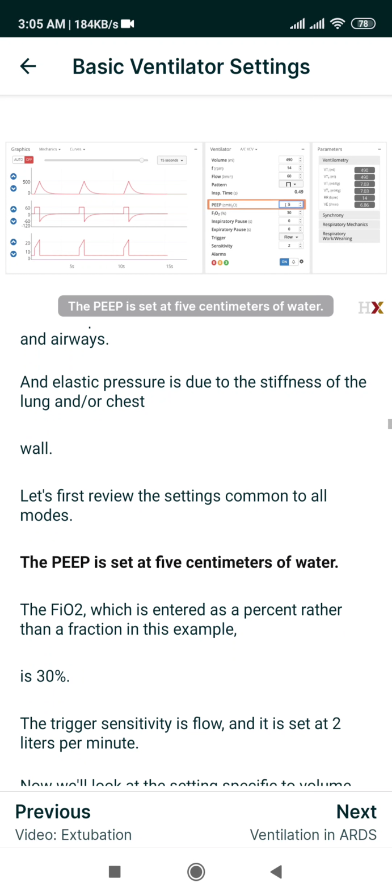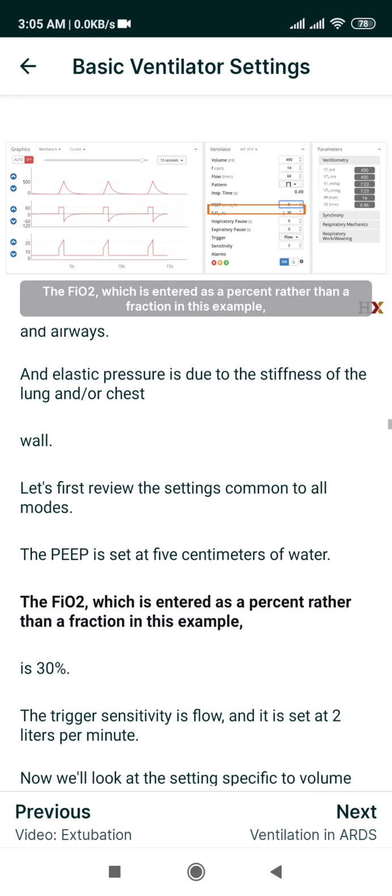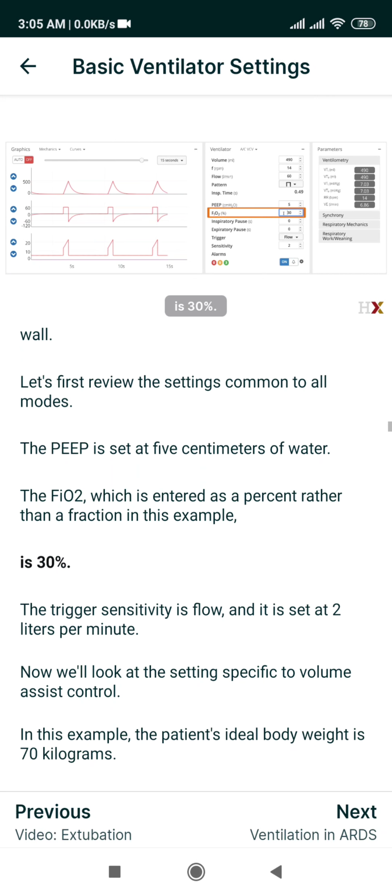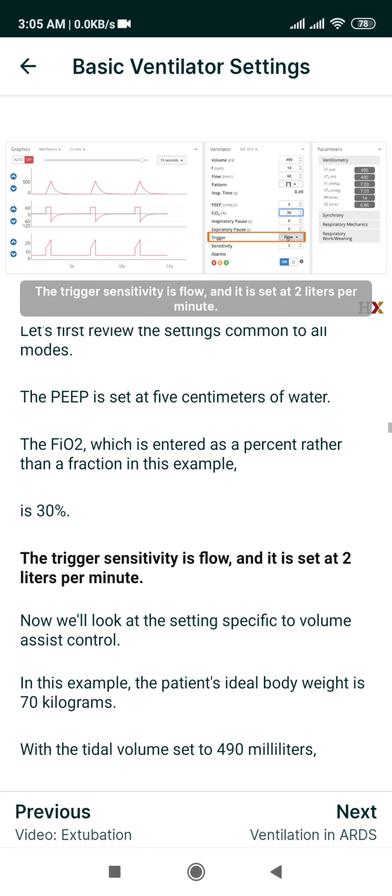The PEEP is set at 5 centimeters of water. The FiO2, which is entered as a percent rather than a fraction in this example, is 30%. The trigger sensitivity is flow, and it is set at 2 liters per minute.